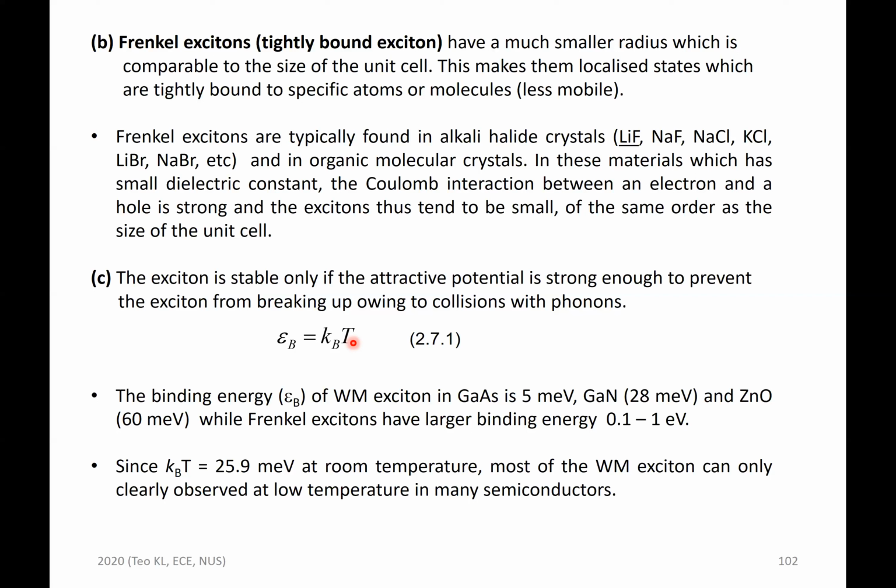At room temperature in gallium arsenide, the binding energy that binds the electron and hole together is 5 meV. But the thermal energy is 25.9 meV. Therefore, the thermal energy is greater than the binding energy, and therefore, all the excitons in gallium arsenide will be dissociated into free electrons and free holes. So you do not expect to see exciton in gallium arsenide at room temperature. However, you will still be able to see exciton in gallium arsenide at low temperature because the thermal energy at low temperature will be reduced.